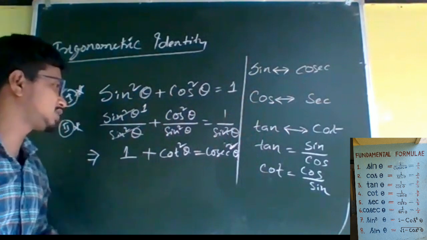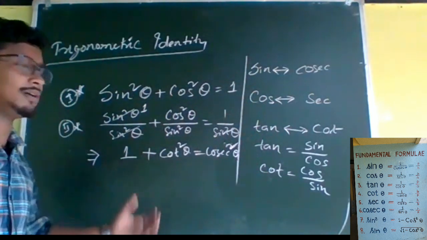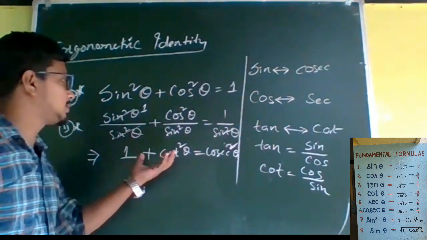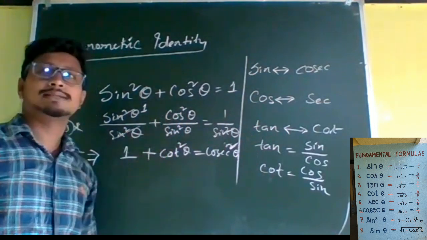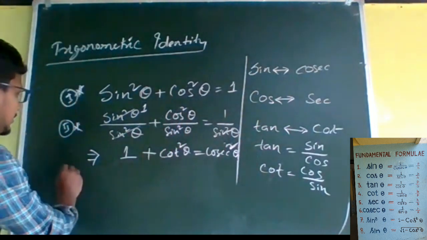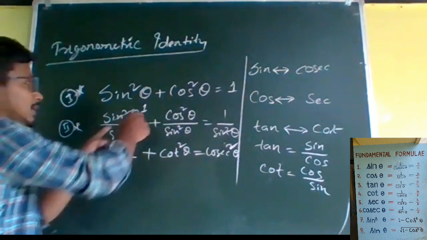By looking at this, it looks very tough to memorize, but we have the trick. Just divide all the terms by sin square theta. Is it clear? Next, the third identity is very simple.